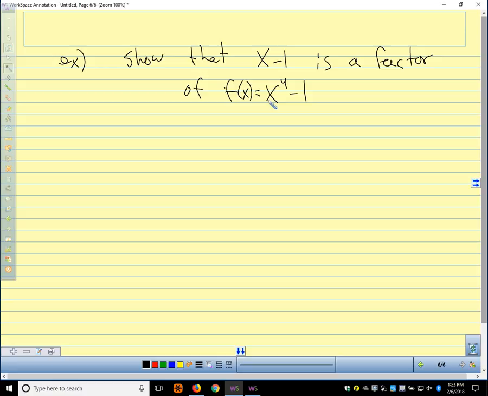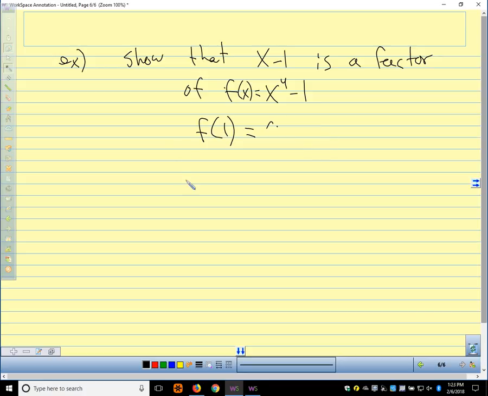Input 1 into the x. Put 1 into our function. F of 1 equals 0. That shows us that x minus 1 is a factor because 1 is a 0. That's all we have to do. What's another way we could do it?